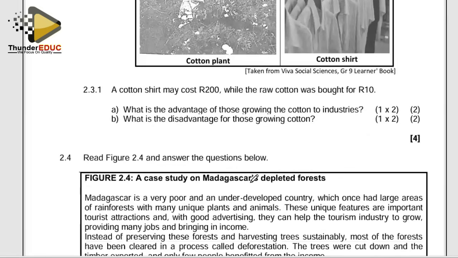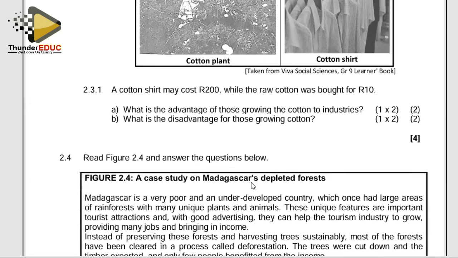A cotton shirt may cost 200 Rand while the raw cotton was bought for 10 Rand. What is the advantage of those growing the cotton to industries? What are the disadvantages of those growing cotton? What is the advantage of those growing cotton?